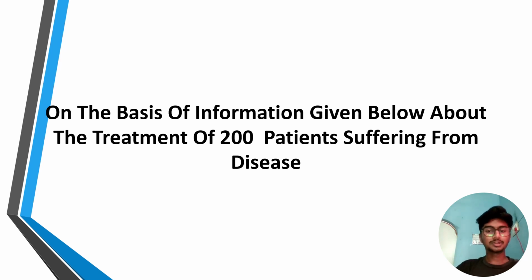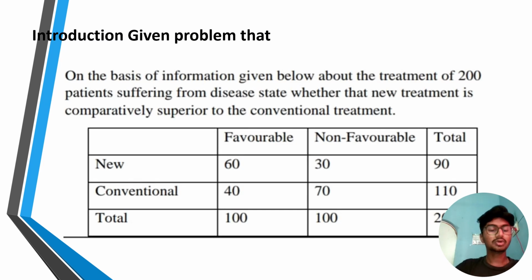On the basis of information given below about the treatment of 200 patients suffering from the disease. So this is the problem, as you can see in the table below. State whether the new treatment is comparatively superior to the conventional treatment.